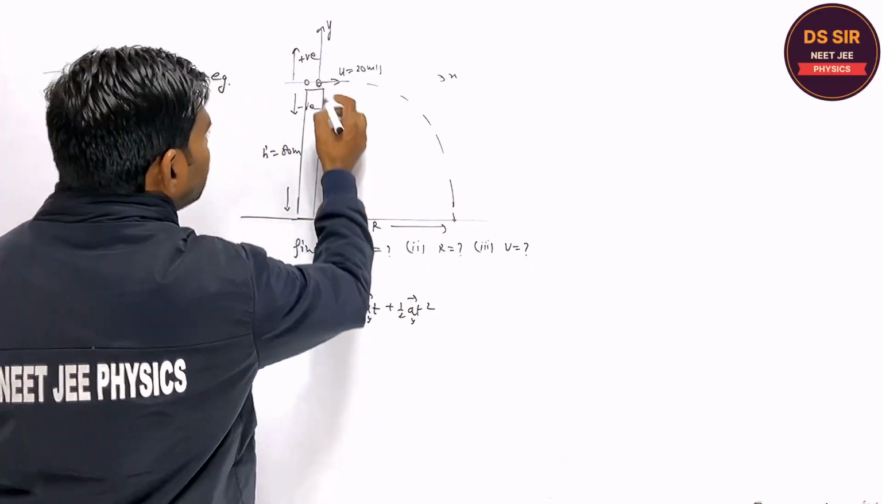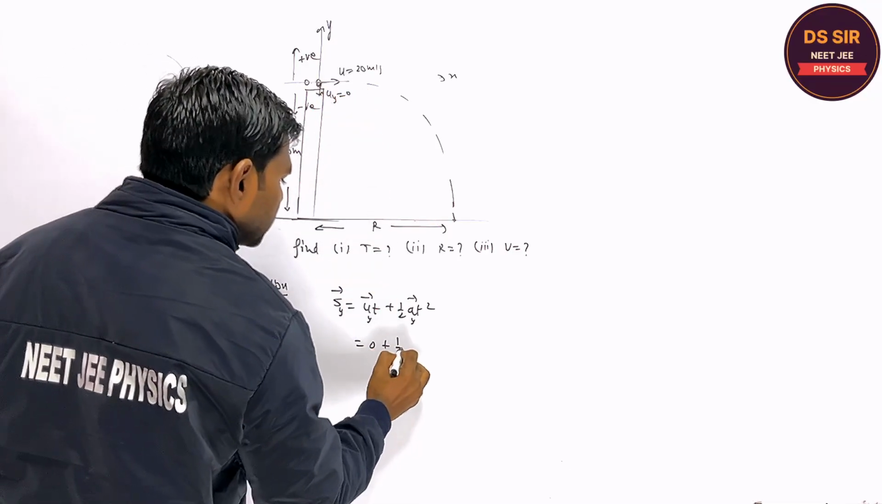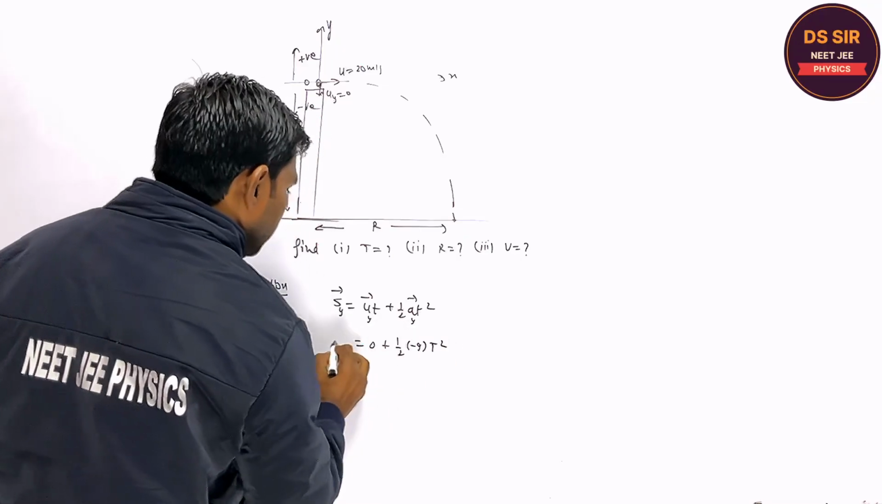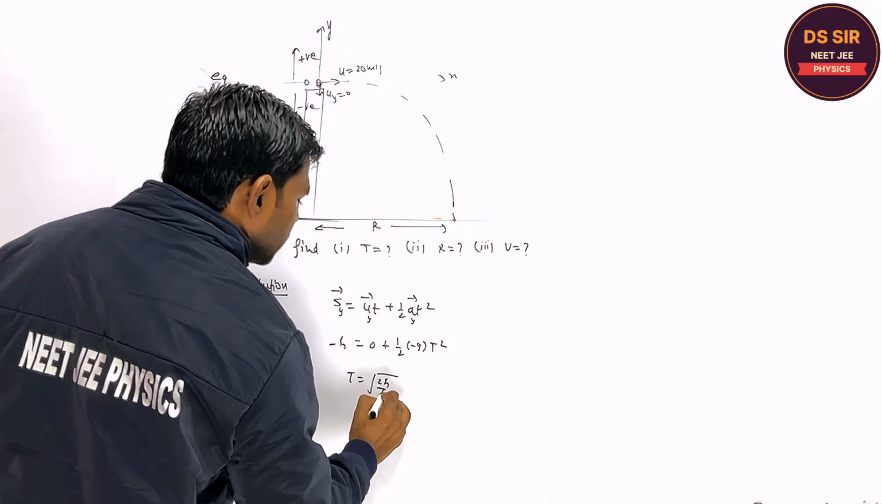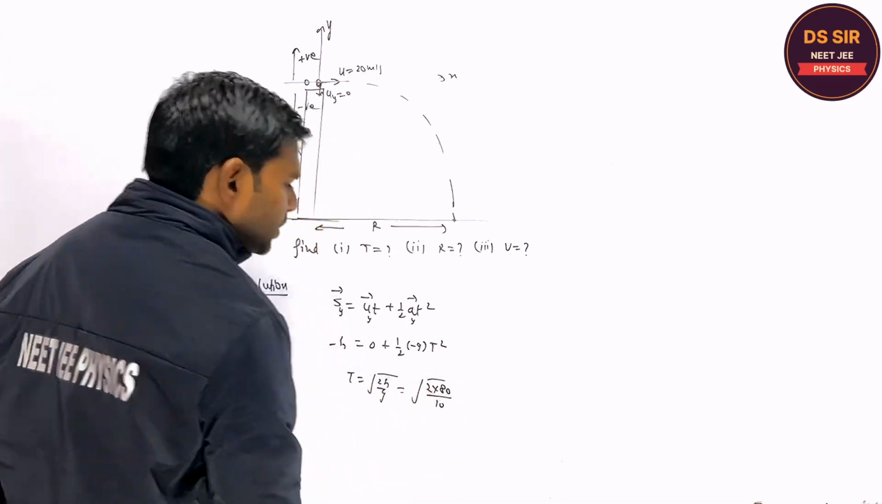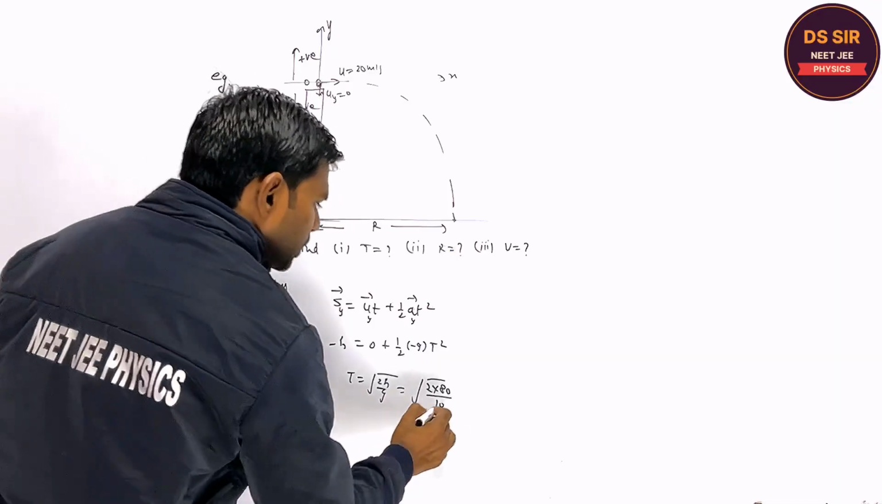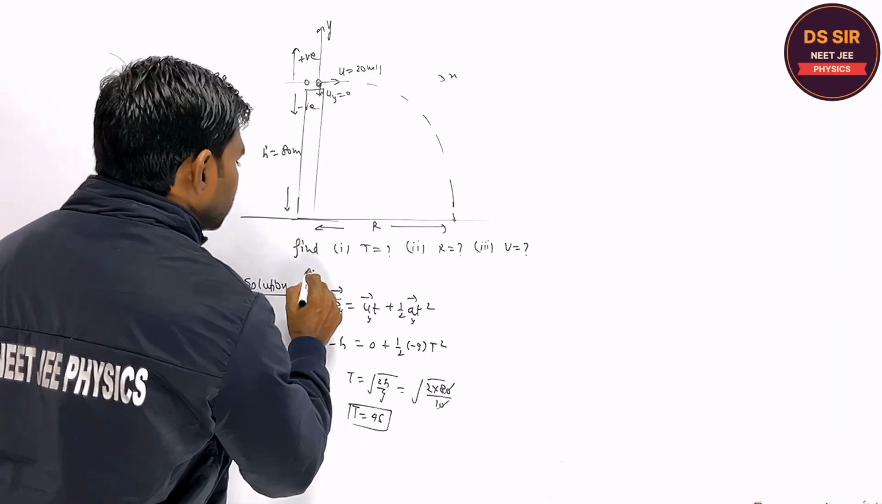Fine. In the y direction, what is the initial vertical velocity? Zero. So minus h is equal to 0 plus half into minus g into t square. So t square is equal to 2h upon g, and t is root 2h upon g. Are you getting? So t is equal to what? Say 4 seconds. This is the first part.